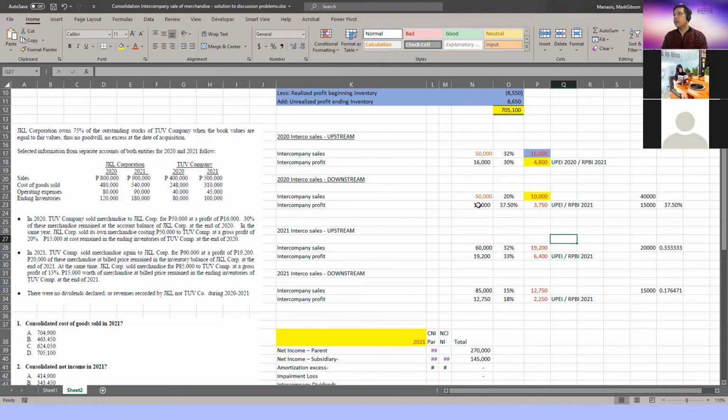Okay, so 10,000 multiplied by 37.5%, so that's 3,750,000. And remember, this 3,750,000 will be your unrealized profit ending inventory for 2020 and also your realized profit beginning inventory for 2021. Okay? So kung nakikita nyo class, parang lang tayo nagpa-puzzle.